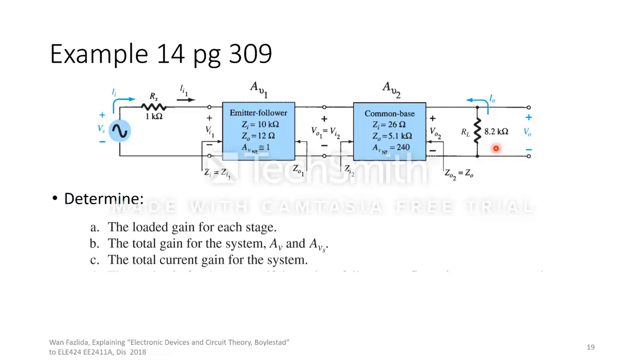So what we want to do here is determine the loaded gain for each stage. What is AV1? What is AV2? Basically, that's what the question is saying. And then find the total gain for the system of this cascaded amplifier, which consists of AV1 cascaded with AV2, and find AVS, which is the gain having considered the source resistance, and then find the total current gain for the system.